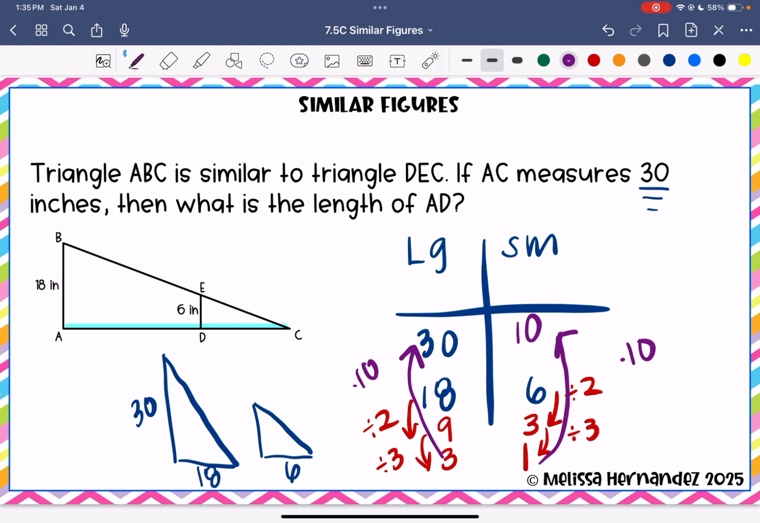That's not the only way to solve it. If you see the relationship, 18 becomes 6 by dividing by 3. Divide 30 by 3, and you still end up with 10. So either way works. It's just whatever your preference is.